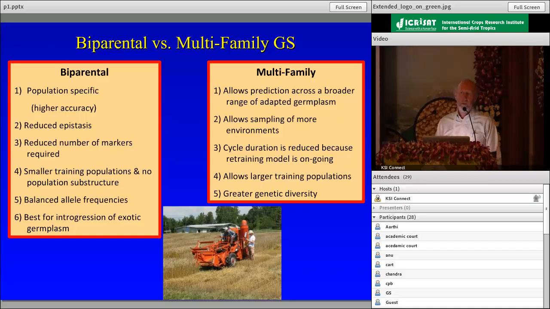In the multifamily approach, you build up a database over time and space to accumulate information that you can use to train new materials that are related to your multifamily training population. This allows you to immediately generate breeding values instead of having to first train a model and then generate your predictions. This allows you to generate large training populations. You can use more genetic diversity, but typically you'll have lower prediction accuracy with this approach.